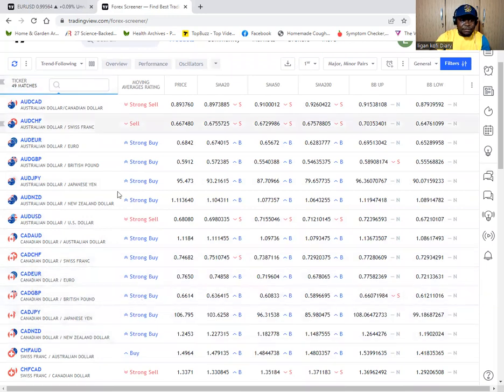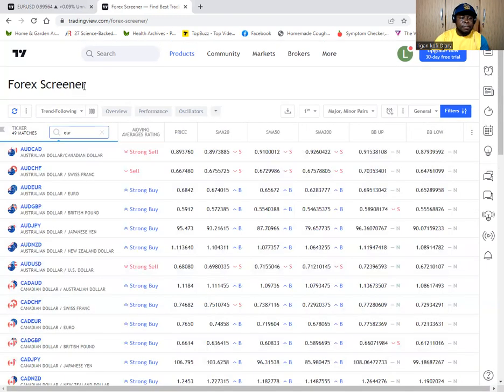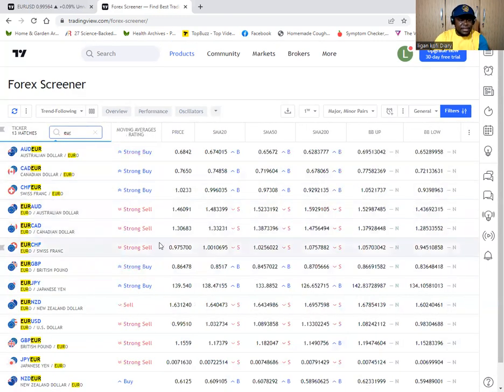We have, let's say, euro. If you want to check euro pairs, you check euro pairs. These are euro pairs. Euro GBP strong buy, euro JPY strong buy, euro CHF strong sell, euro CAD strong sell, euro AUD strong sell. You see all that. So it is doing these calculations and giving you the general signal. So you can also use this along with your strategy.